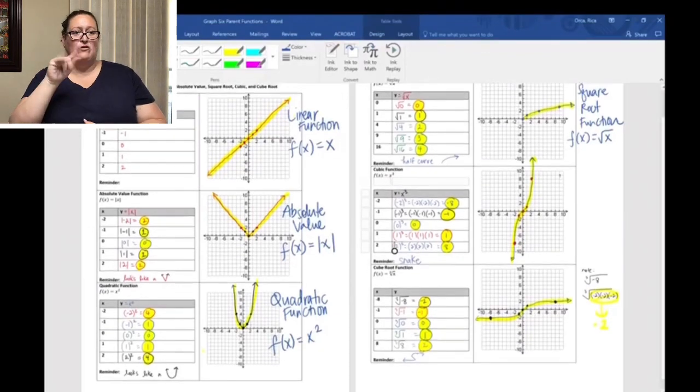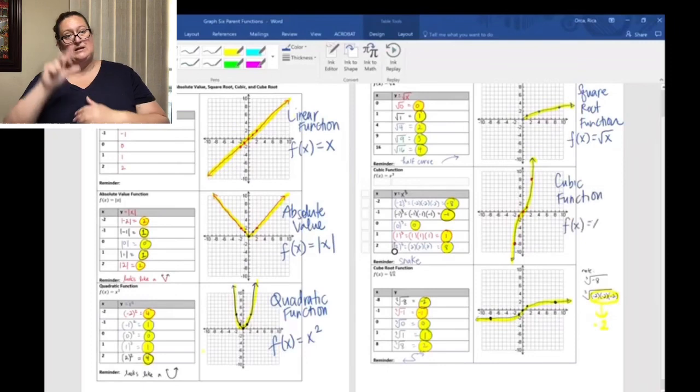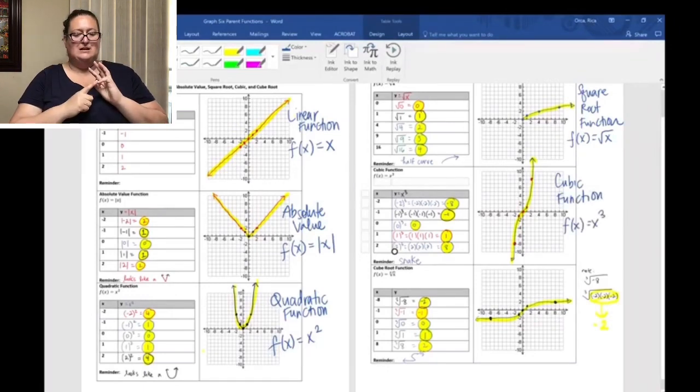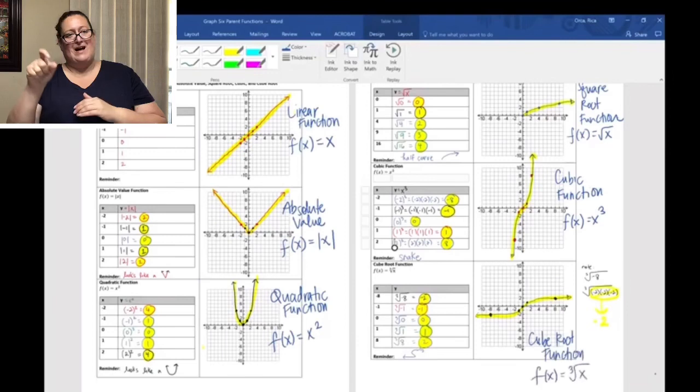We have our cubic function, which is f of x equals x to the third, and that's going to look like a snake. And our cube root function, which is f of x equals the cube root of x, and that's going to look like an S. Well, that concludes our lesson.